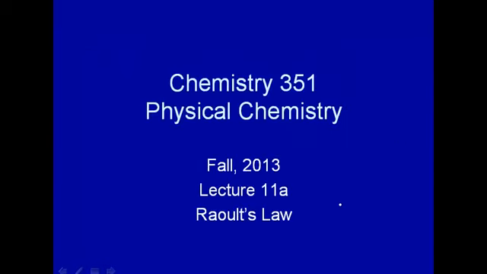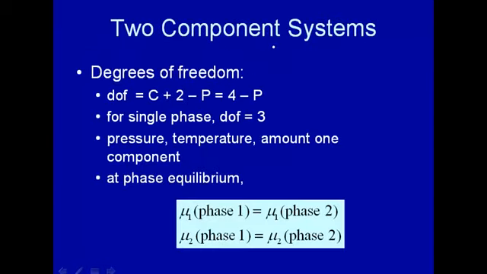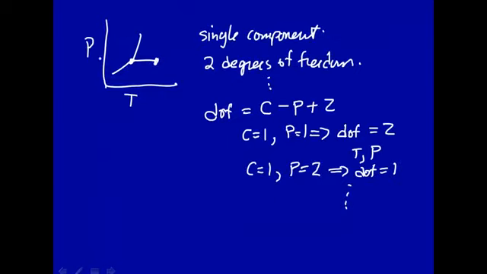Well, now in this lecture, what we're going to consider are 2-component systems, where you have not just a single pure substance, but now you have 2 components. Well, the degrees of freedom for this system are the number of components, which is 2, the number of phases. Let's take in general 2 phases that can exist anywhere. We have 4 minus the number of phases. So if we just want a single phase, we're not going to put any phase restrictions, then the degrees of freedom will be 3.